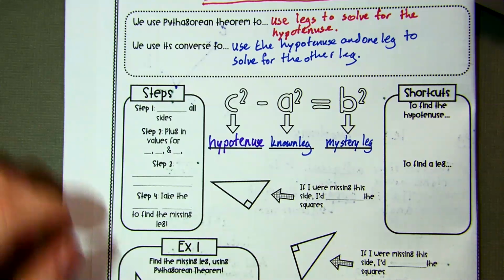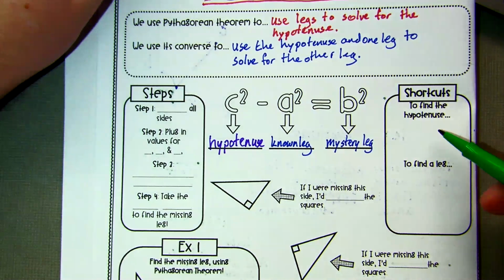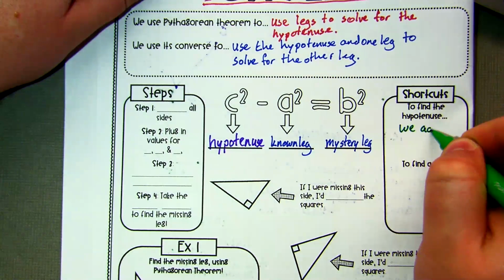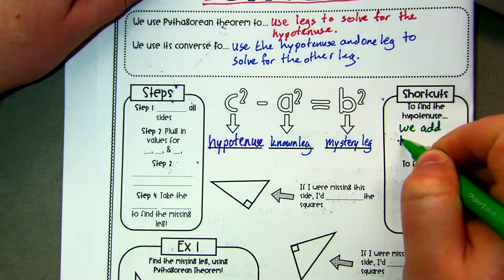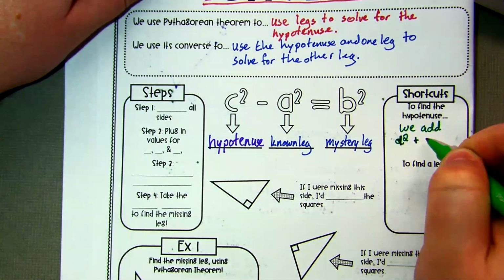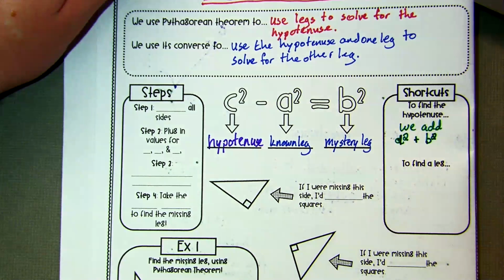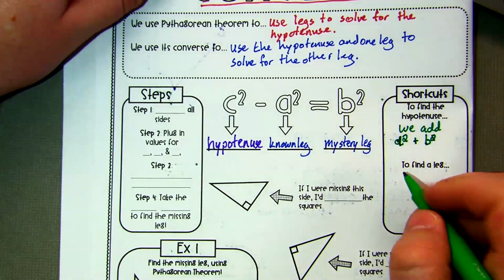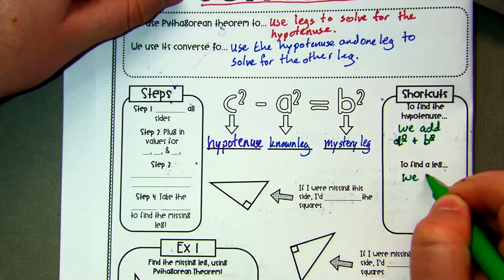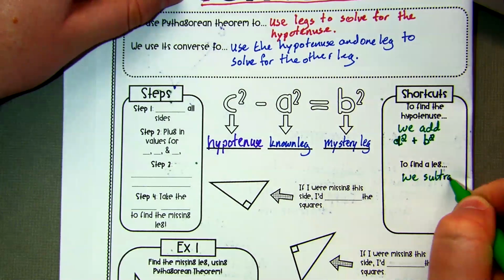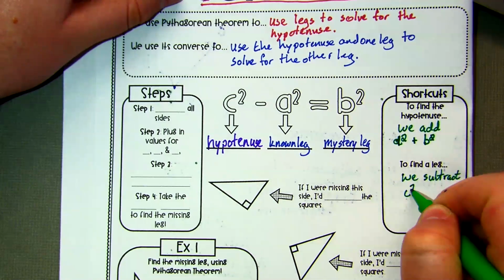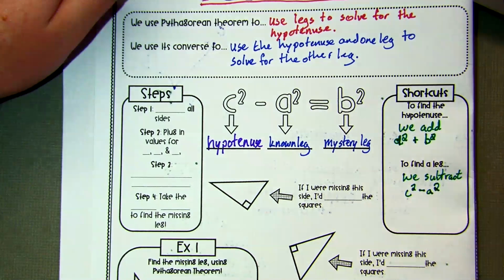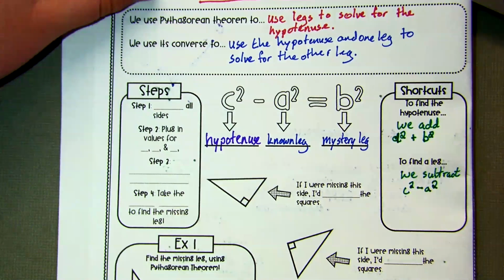Looking ahead to our shortcuts box on the right, to find the hypotenuse, we add A squared and B squared. To find a leg, we subtract C squared minus A squared. Those are the quick little shortcuts we have there.